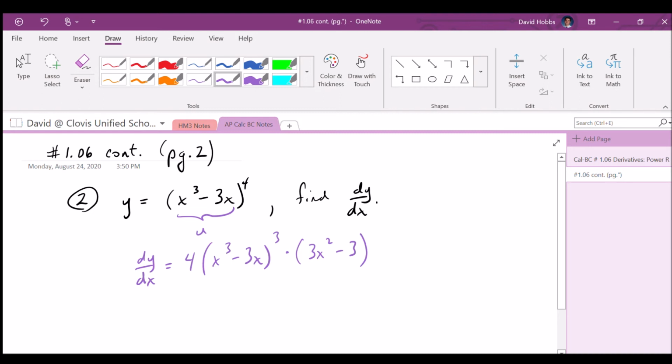Okay? And so, is there any kind of cleanup that we can do? Not so much on this one. Well, there is maybe at least a GCF of 3 on the derivative of the guts. Yeah, that might be kind of nice to take advantage of. And so if I pull that GCF of 3 out, 4 times the 3 is 12. And I have x cubed minus 3x quantity to the third times x squared minus 1.